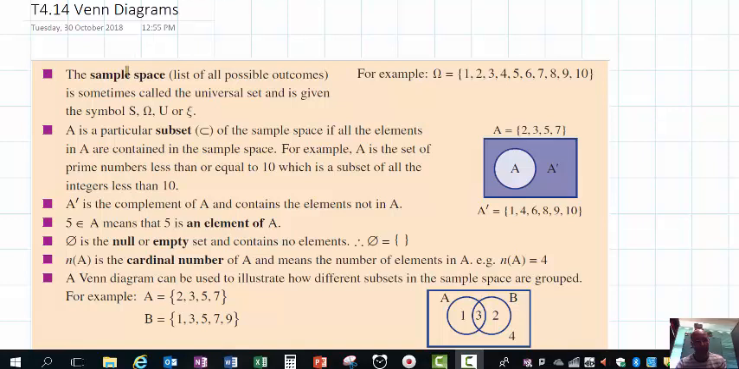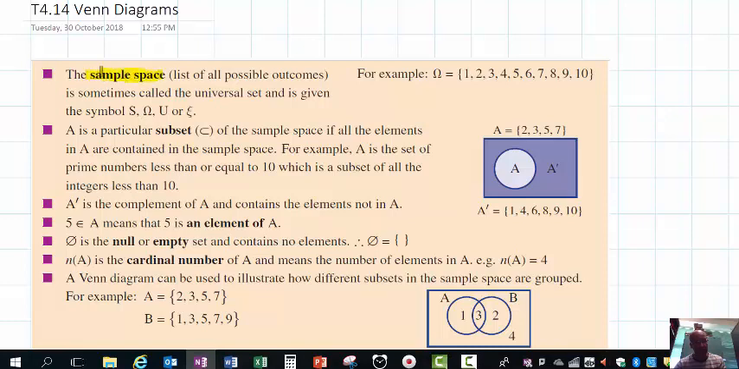Venn diagrams. We've got a few things we need to define first. You don't need to copy everything out here that you see, but I will highlight the important things that really should be made note of in your Cornell notes. So you firstly see sample space.